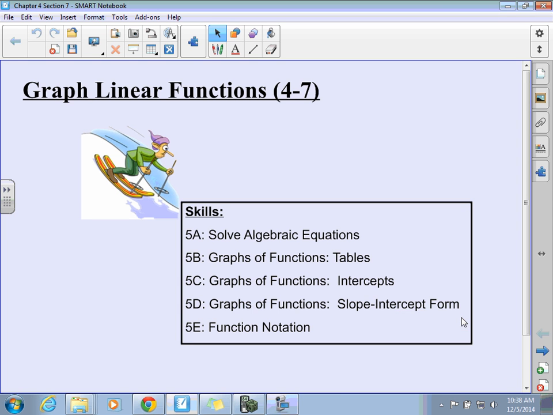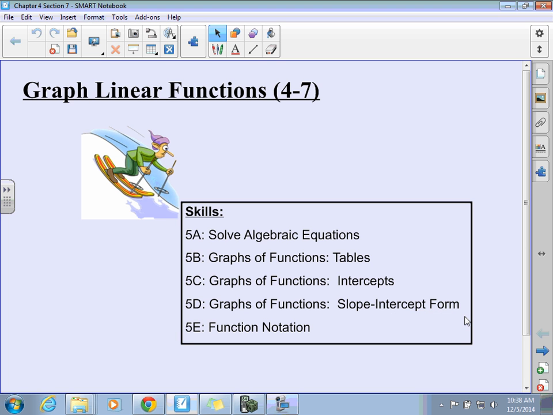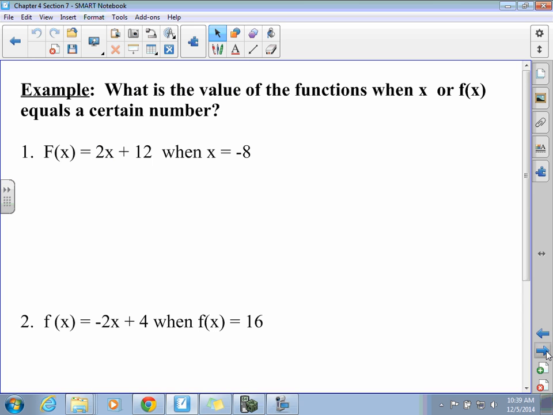Okay, so for today, we're going to do the last section of the chapter. We're going to graph linear functions. It's chapter 4, section 7. We've done part A already. We're now going to do part B. And we're working on function notation, but we're also working on graphs of functions with slope-intercept form. Now, if you remember from the other day, we did the x and f of x. It's in Schoology, so go ahead and look at that if you were gone that day. And I did step-by-step directions, so make sure that you go back and take a look at that.